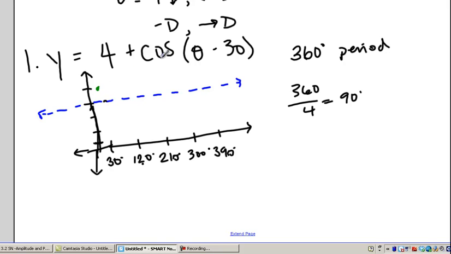So cosine we know starts at the top. So at 5, 30. Then it's going to come down to the sinusoidal axis. So 120. Oops, I just messed that one up. It's actually 4, 120. And then down to 3, 210. Back up and back up. So we just graphed it. And that's it. That's all you do.